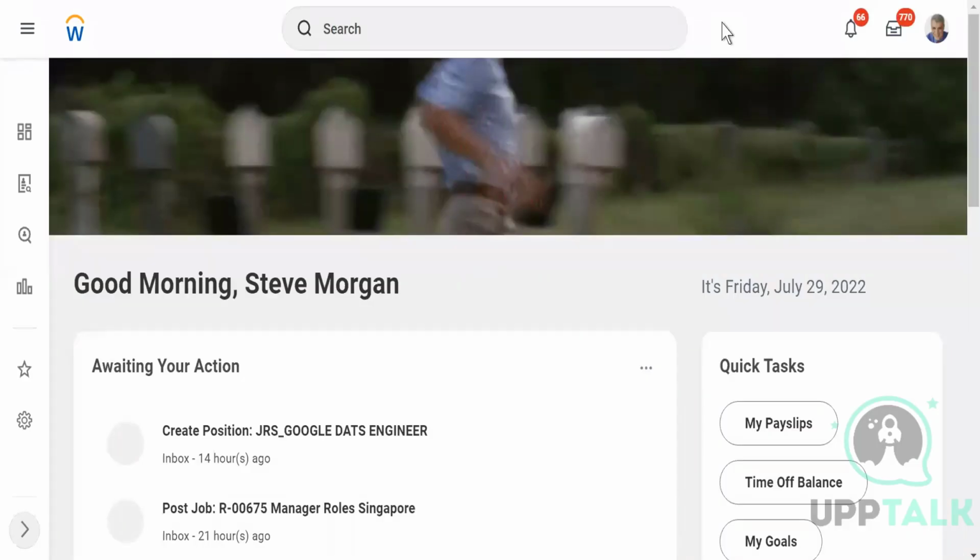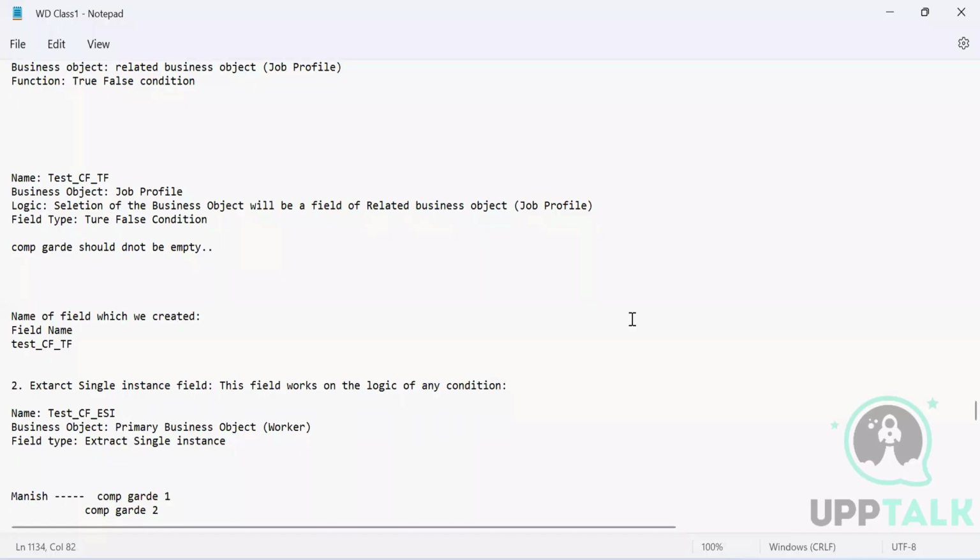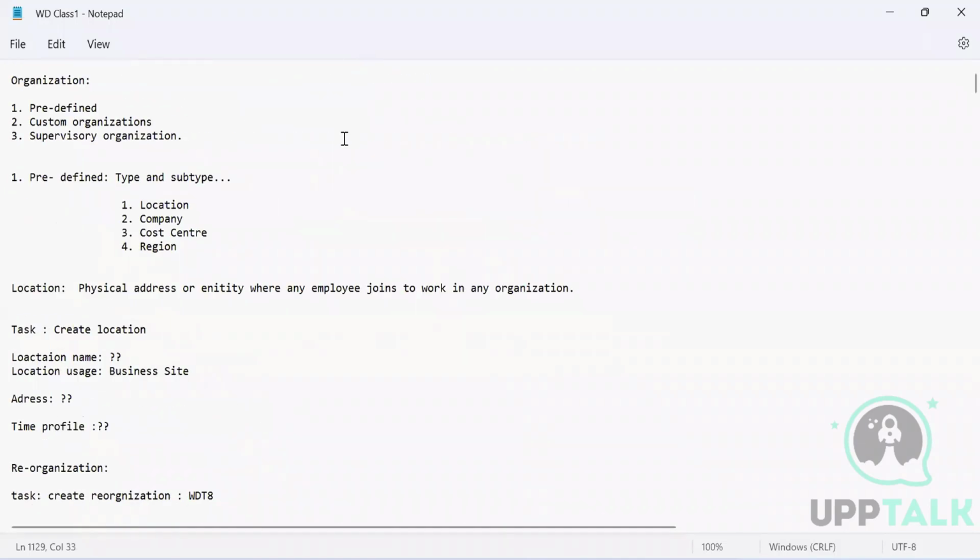So let's go through what we have done, right? It will give you a lot of idea what we have done up till now. So we understood the basic concepts, business objects and everything, right? Then we moved into organizations where we understood predefined. In predefined, we discussed about location, company, cost center, region, and their hierarchies.